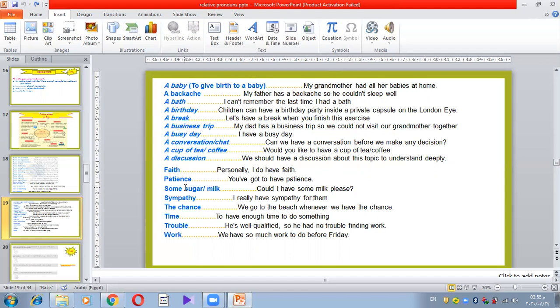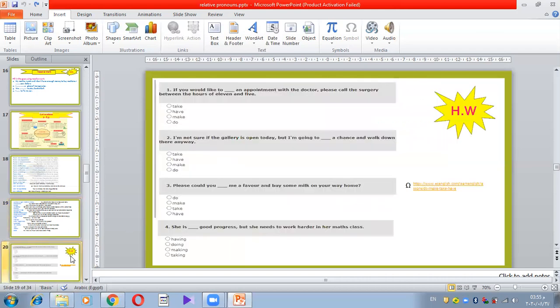Okay, the chance or opportunity, as we said, we go to the beach whenever we have the chance. Time, to have enough time to do something. Trouble, he's well qualified, so he had no trouble finding work. Okay, no problem. Work, we have so much work to do before Friday. Okay, is a kind of practice as usual.